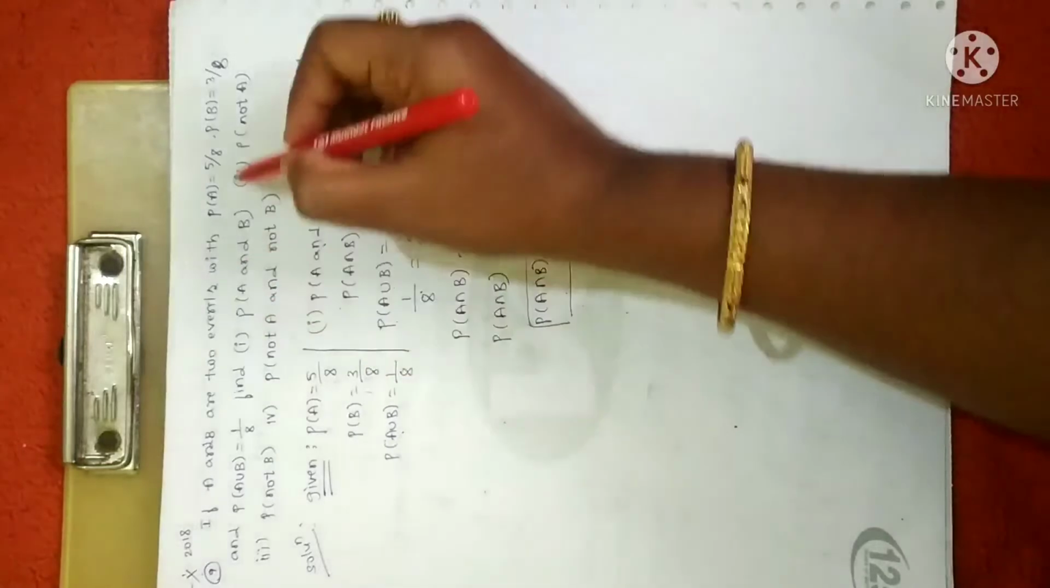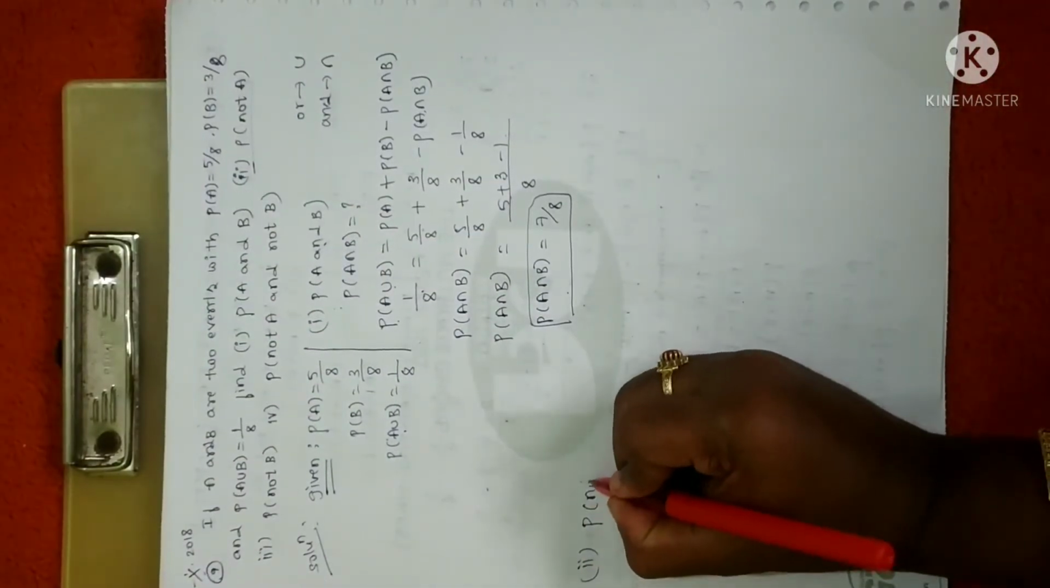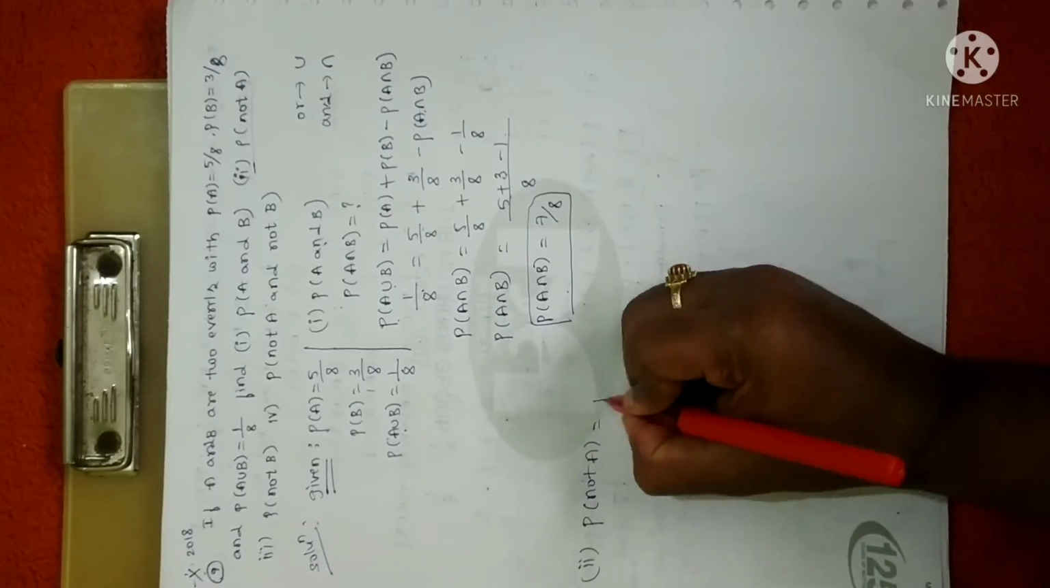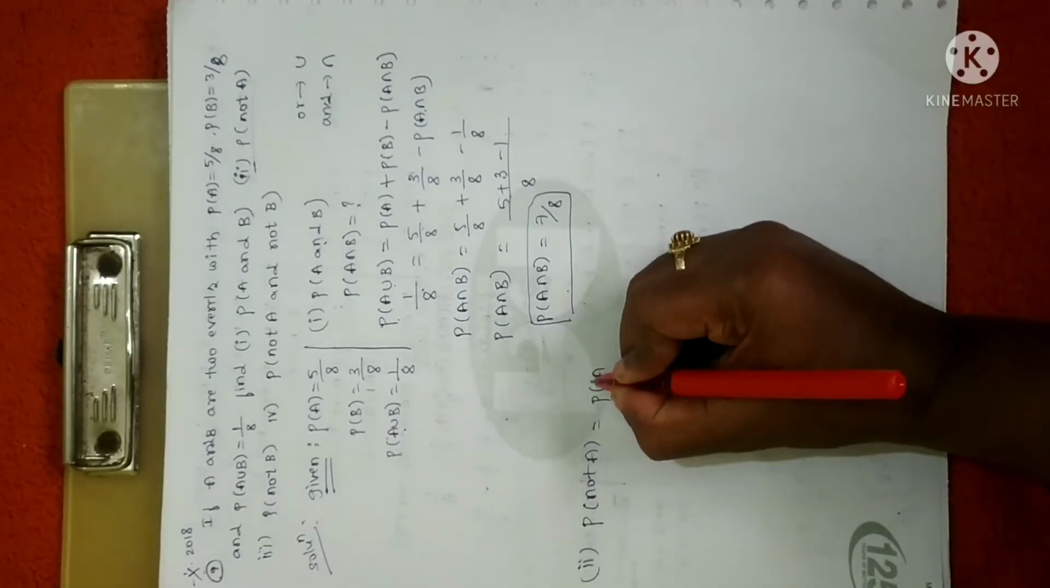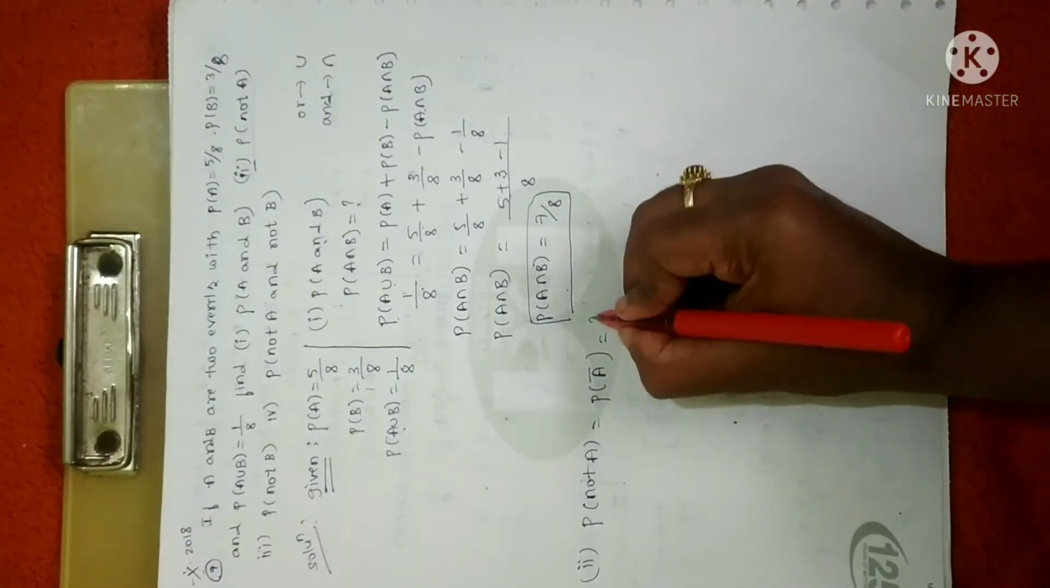Fine. Now let me find the second one. Second one, what is given? That is probability of not A we have to find. Not A, as I already told you, represents A bar. Not B in the sense B bar. So we have to find probability of A bar.